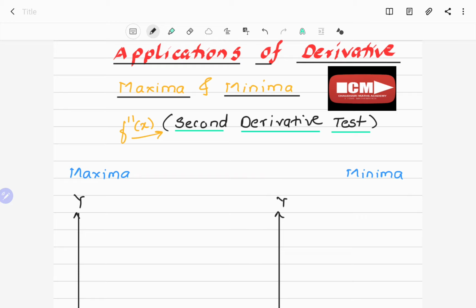And in this session we will cover how to find maxima and minima of a function using the second derivative, which is also called the second derivative test. So let's see how the second derivative plays a role in finding the maximum and minimum value of a function.